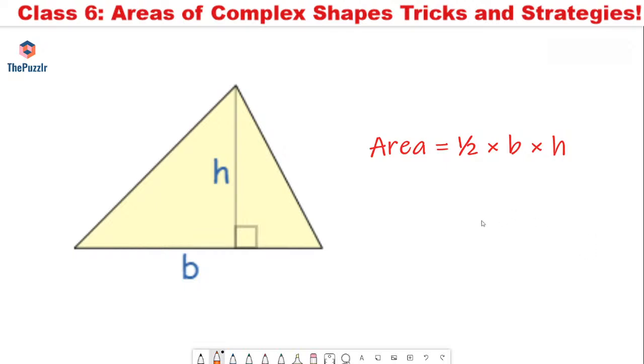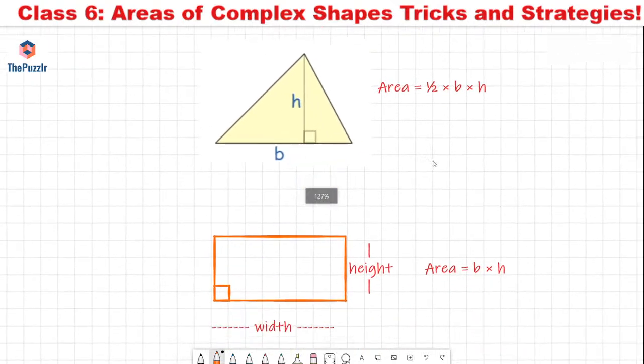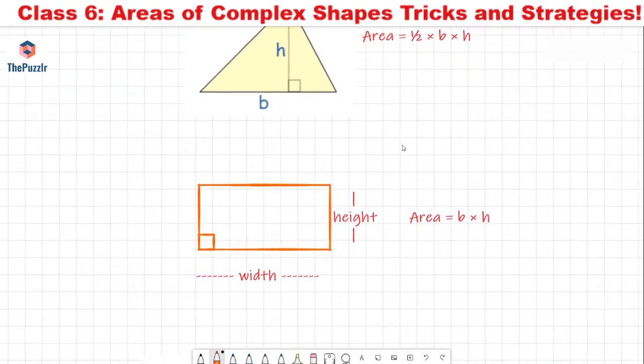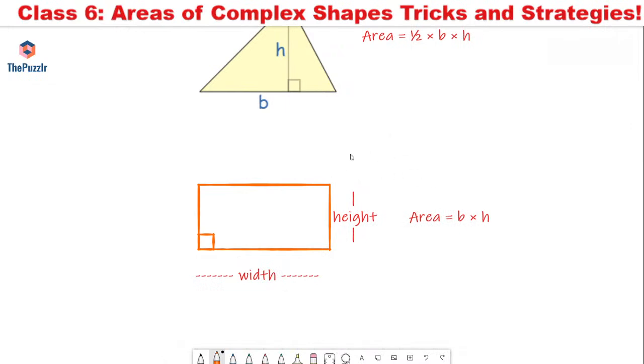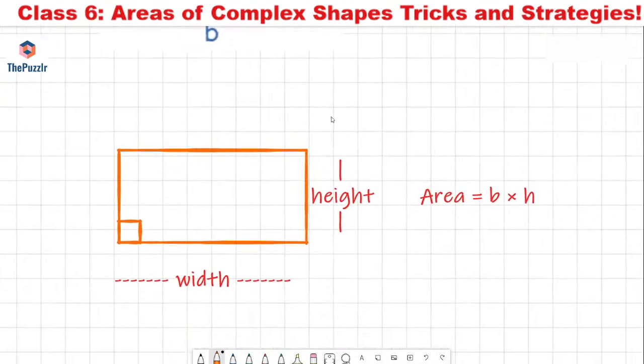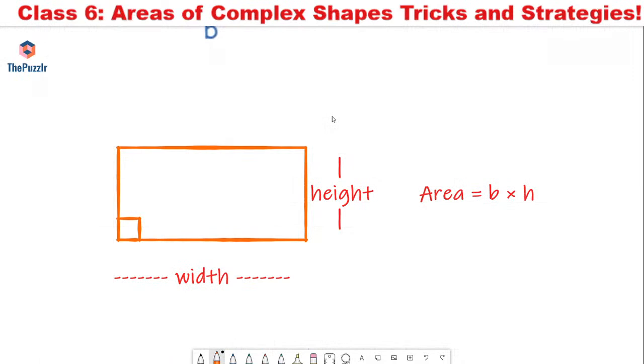Okay, great. So the area is just 1/2 times base times height. That's it for triangles because we've already covered triangles in a lot of the previous classes. What about when we have rectangles? So for a rectangle, we look at the width times the height. And the area is equal to base times height, right? So in this case, the base is equal to the width. So this is base, and this is height, right? So the area is simply base times height. And this is for a rectangle, which means that it has a right angle.